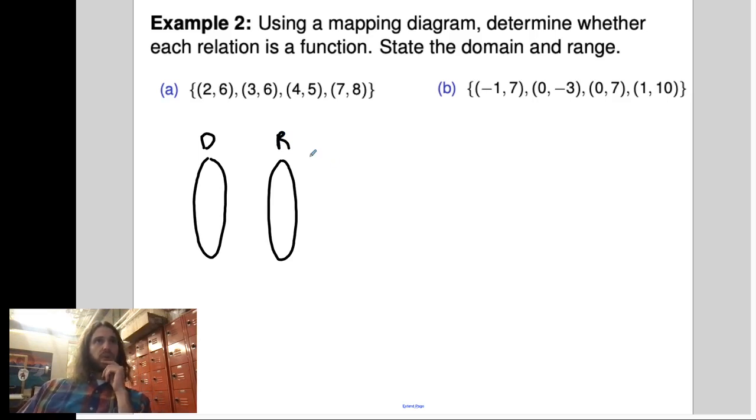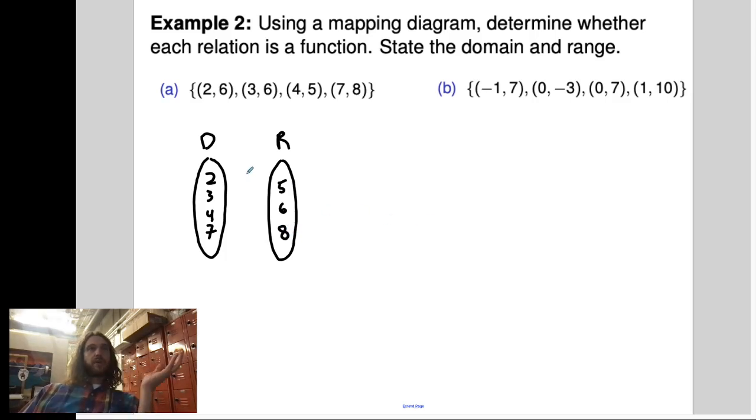Okay, 2, 3, 4, 7, I'm looking at all the X values. 2, 3, 4, and 7 are all the X values that form the domain. And the range, and I'll do this in numerical order, there are only 3 of them: 5, 6, and 8. 5, 6, and 8 are the elements of our range.